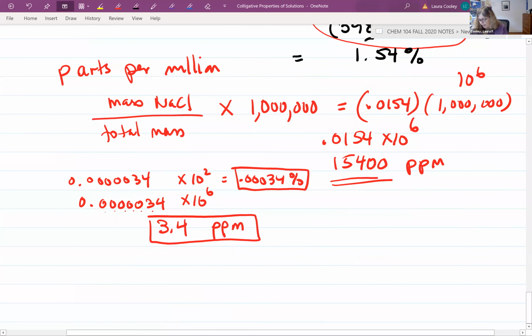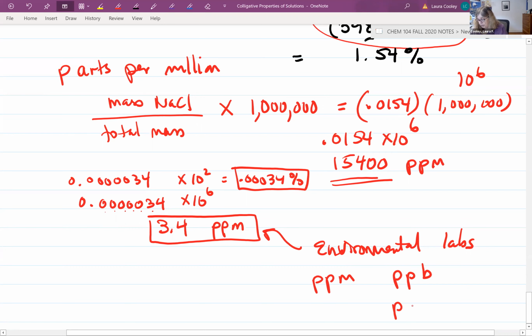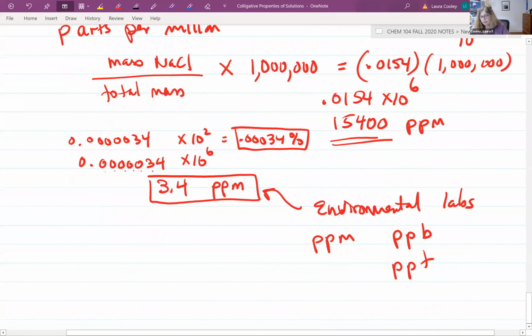So ppms are often used in environmental labs, where toxic compounds have relatively low concentrations. You'll see parts per million, parts per billion, even parts per trillion of toxic chemicals in drinking water and things like that. Thank goodness they're not higher than that. So that's just a little bit on concentration units, which maybe will help you with some of these colligative property calculations. Bye.